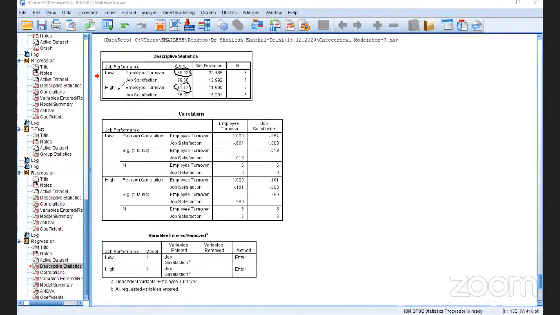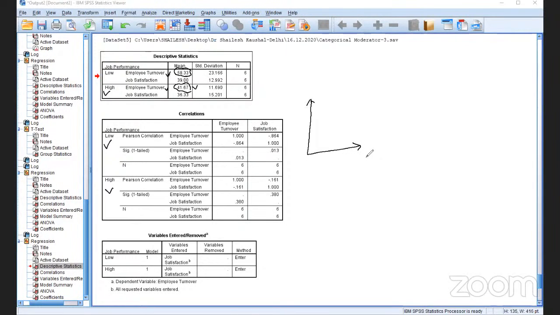And high job performers are more satisfied. Their employee turnover is less. Okay, I am comparing employee turnover of low performers and employee turnover of high performers. Here we can see the low performers are not satisfied with the organization. And second, the correlation between the variables for low performers and high performers, separately. This is the relationship between the two variables.